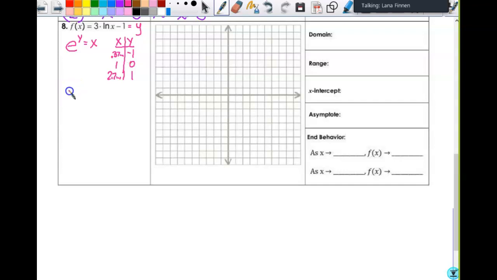Then I have two transformations. That 3 is a vertical stretch by 3. And then the 1 means we go down 1. All right, there is no shift left or right. So my asymptote is still here at x equals 0.